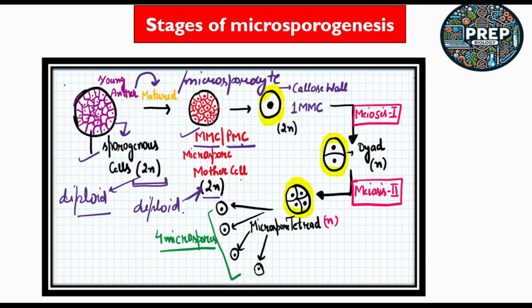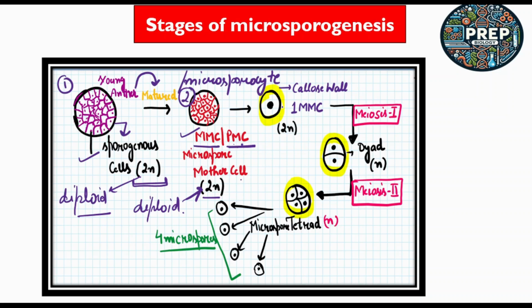The first step is the sporogenous cells in the young anther. When it gets matured, in the second step they form multiple MMCs or PMCs, that is the microspore mother cells or pollen mother cells. Those also are called the microsporocyte.